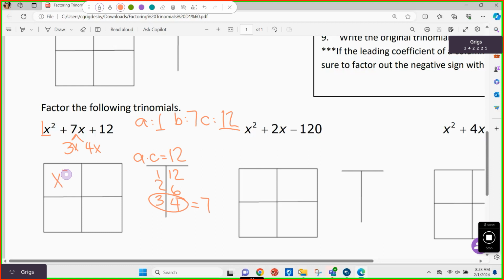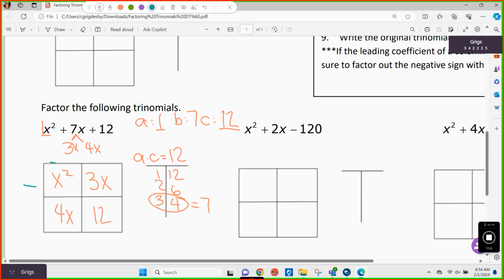First term goes in first box. Last term goes in last box. Did you go 3, 4? Yeah? Yeah. Or no, I went 4, 3, like the other way. So you can do it either way and you'll find your top numbers will be reversed.